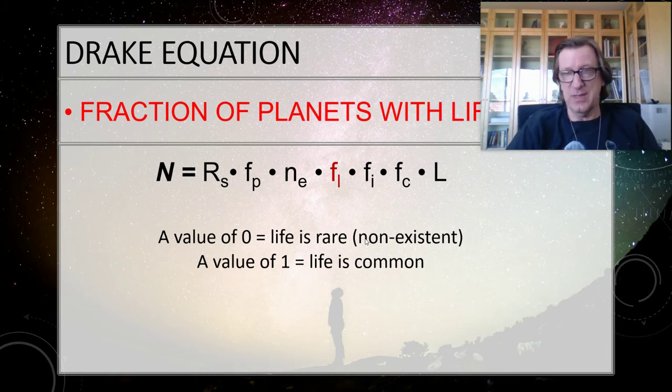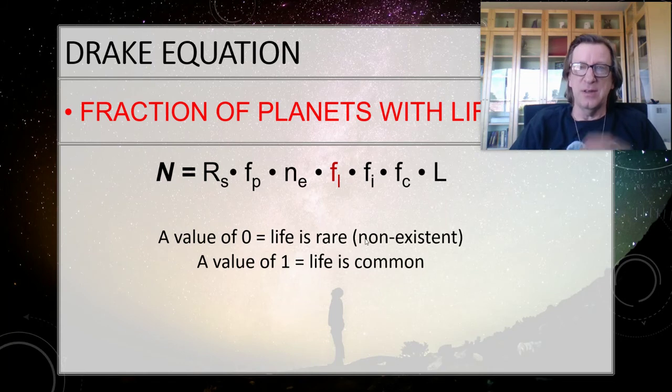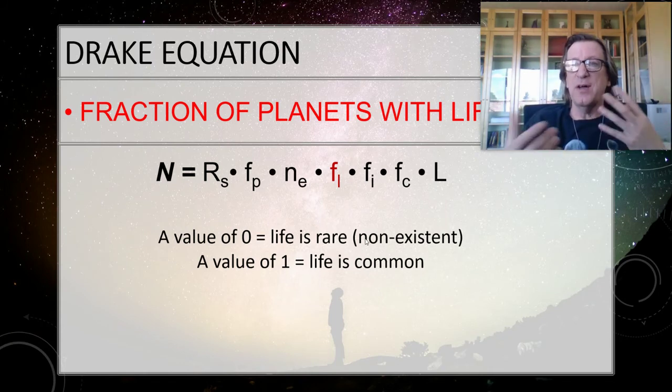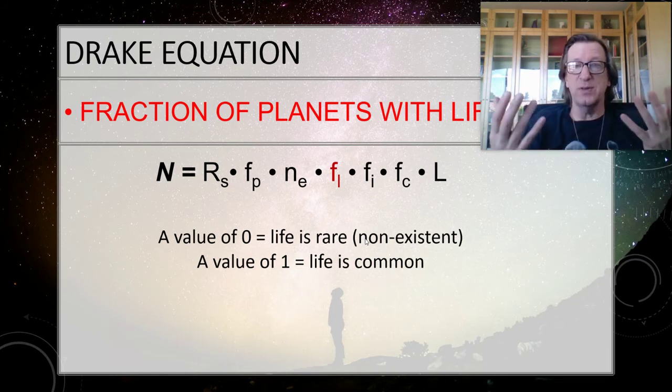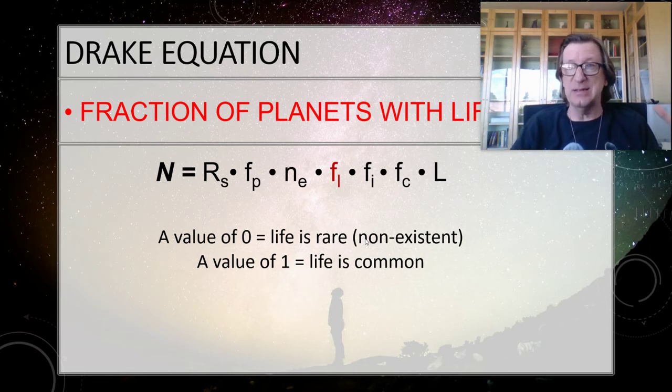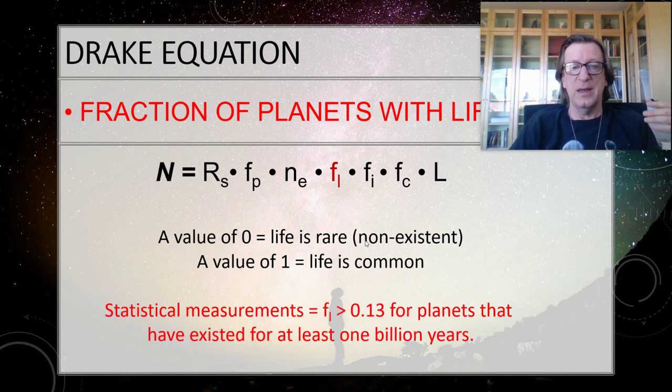But if you think that life is very rare, you have to have specific conditions for it to happen, even if the planet itself is habitable, then you're going to choose something close to zero. On the other hand, our experience on Earth has been where there's water, life seems to find a way, even in areas that we didn't think life could exist. If that's what you think as well, then you're going to choose something closer to 1. Statistical measurements say that it's probably greater than 0.13. Other than that, we really don't know. So that means anywhere from 0.13 all the way up to 1 is what NASA is getting.